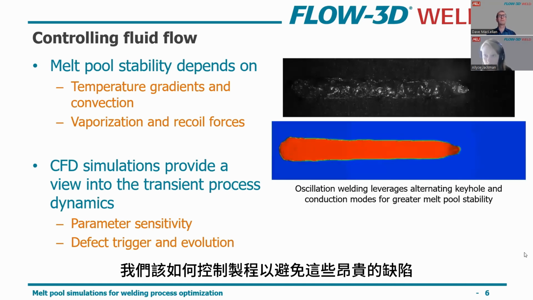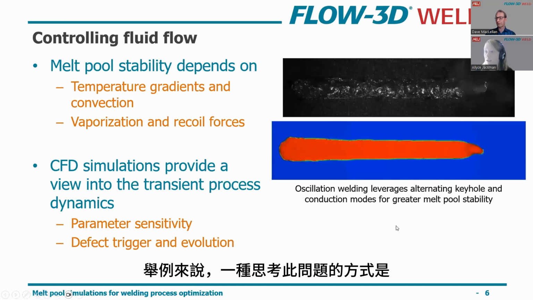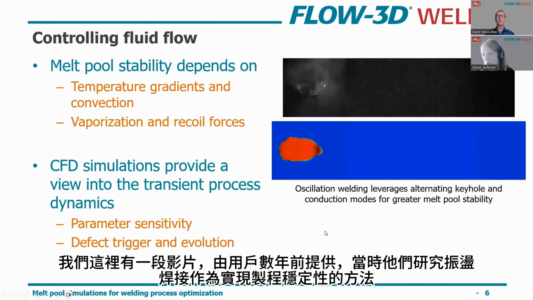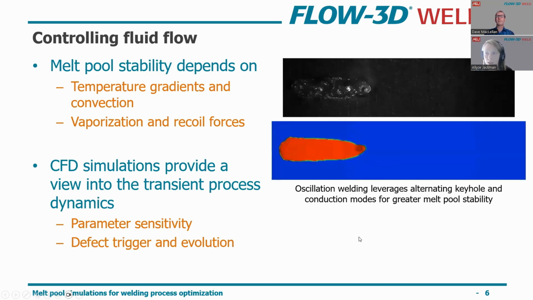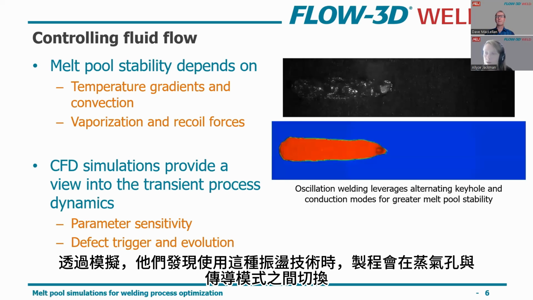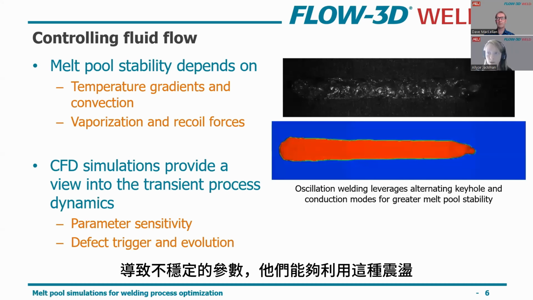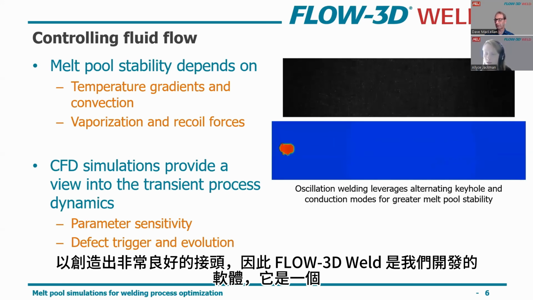So just as an example of a way to think about this problem, we have a video here. This is provided by a user a few years back, where they were looking at oscillation welding as a way to create process stability. And through the simulation, they found that with this oscillation technique, they were going between a keyhole and a conduction regime. So they were never really getting into that sustained keyhole regime that was leading to the instabilities. They were able to leverage the oscillations to create a really nice joint there.